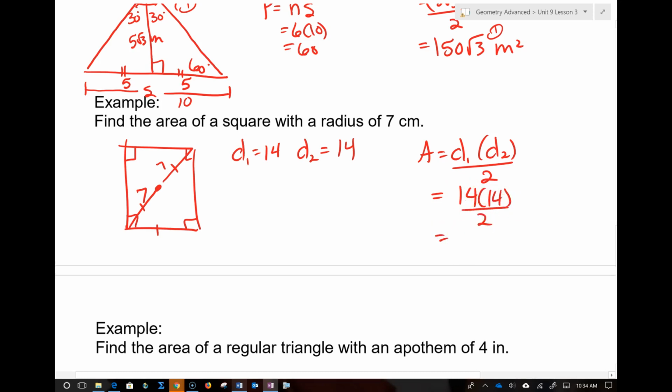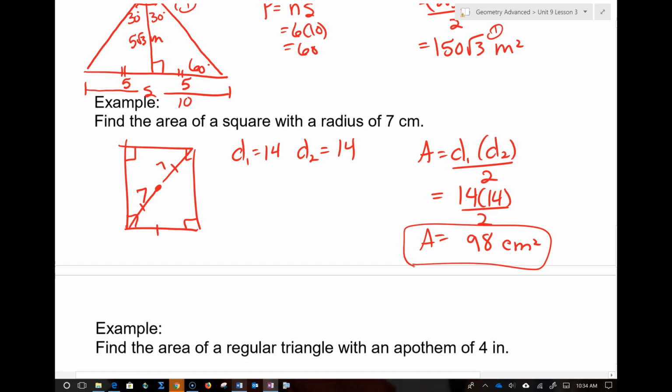And what do you guys get? Is that 98? Someone double check. 196, so it's 196 divided by 2. Is that 98? It was 98, like I thought. Yeah, so it's going to be 98 square centimeters. It's as simple as that.